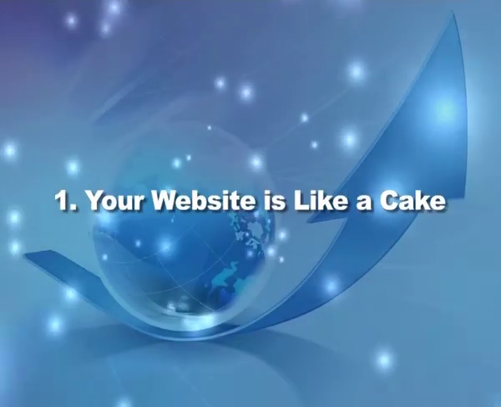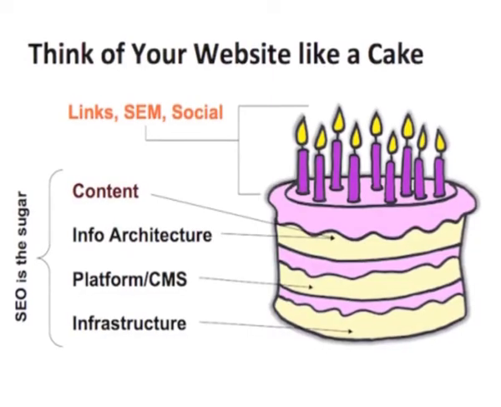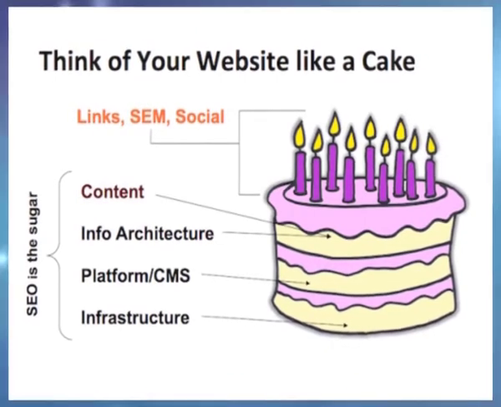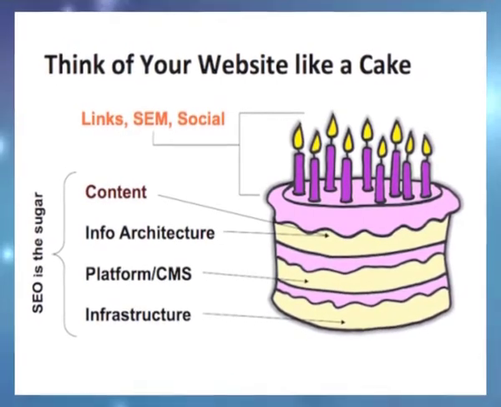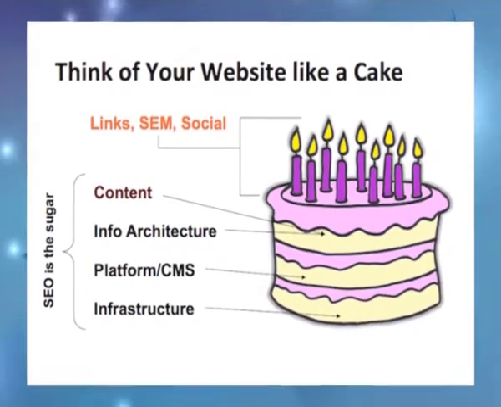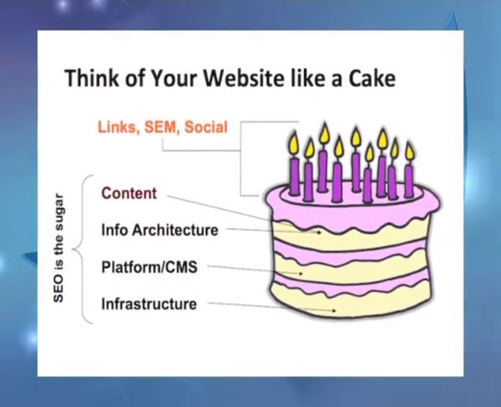SEO basics. Eight essentials when optimizing your site. Number 1. Your website is like a cake. The links, paid search and social media act as the icing. But your content, information architecture, content management system and infrastructure act as the sugar and make the cake. Without it, your cake is tasteless, boring and gets thrown in the trash.